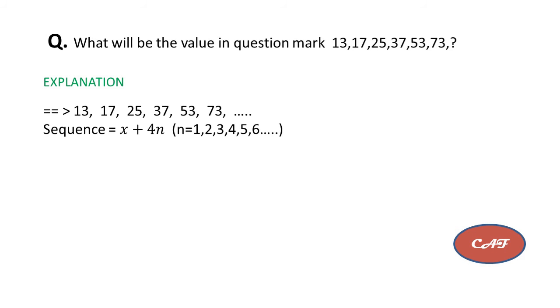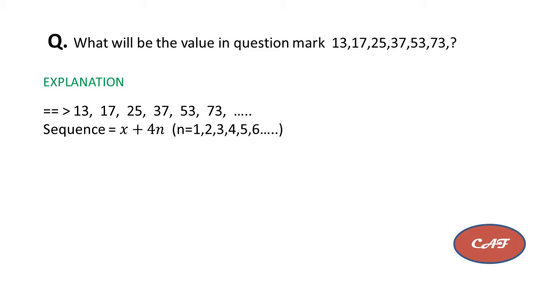We will see. If you see 13 and 17, the difference is 4. 17 and 25, the difference is 8. 25 and 37, the difference is 12. So the differences are 4, 8, 12 and 16. Simply this is in the form of the fourth table. But I am writing it as a formula. Why I am writing a formula: suppose in this question they are asking the 100th term, what is the 100th term? Then this formula will be very useful.